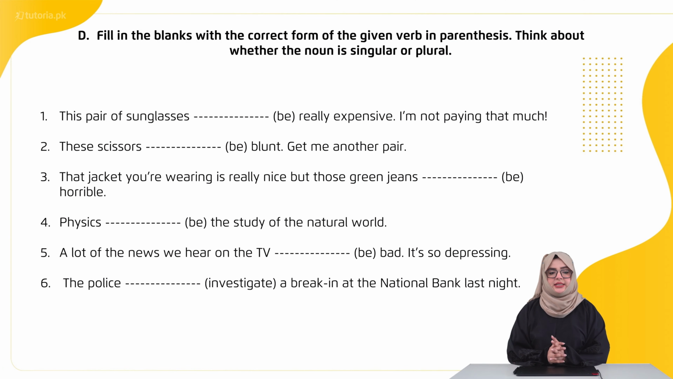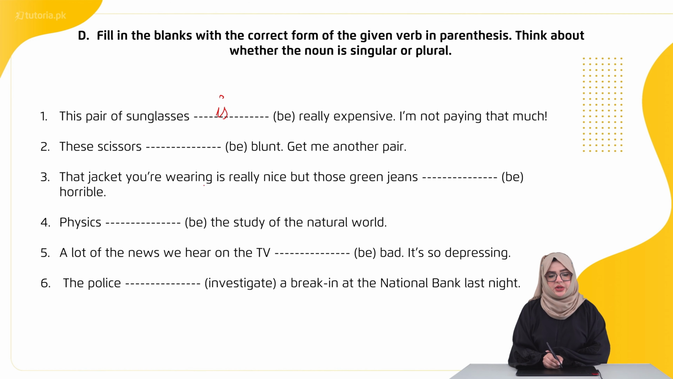Let's move on to the next exercise, which is fill in the blanks with the correct form of the given verb in parentheses. Think about whether the noun is singular or plural. So the first is, this pair of sunglasses dash, and we have B, really expensive. I'm not paying that much. B की हमने कौन सी forms use करनी है, is या are, depending on the noun कि वो singular है या plural है. And again I told you कि of से पहले जो होता है वो आपका subject होता है, उसके हिसाब से आपने verb लगाना होता है. So ignore sunglasses. Pair जो है वो singular है, तो हम यहाँ पे is use करेंगे.